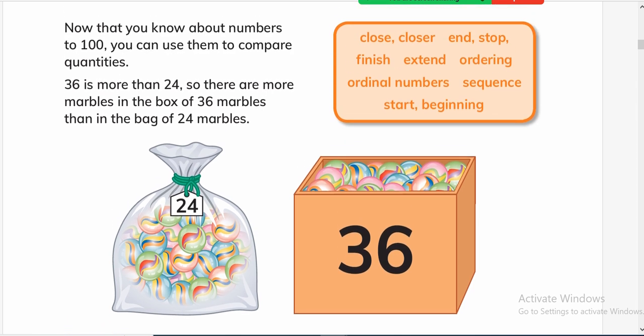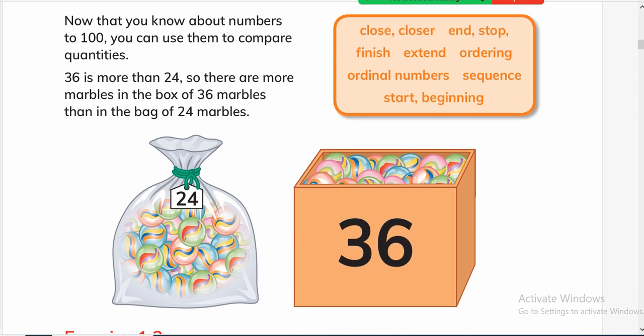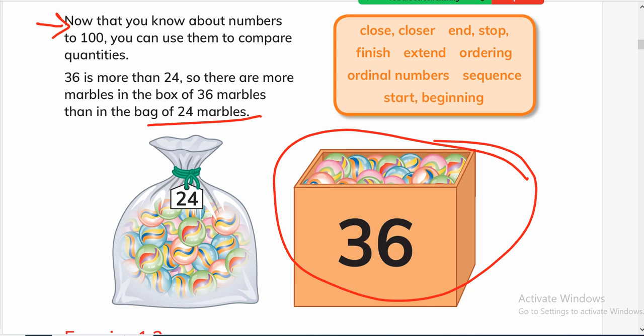Okay, read from here. Now that you know about numbers to 100, you can use them to compare quantities. 36 is more than 24, so there are more marbles in the box of 36 marbles than in the bag of 24 marbles. So where are the more marbles? In the box are the more marbles.